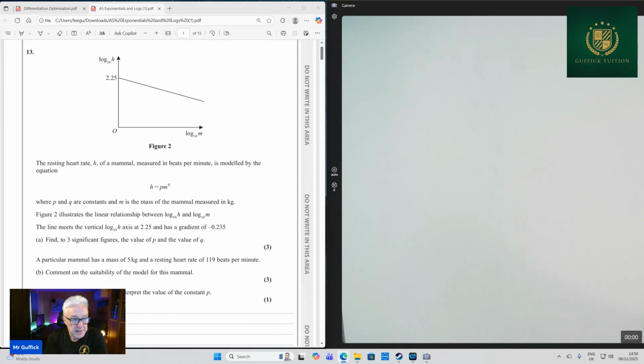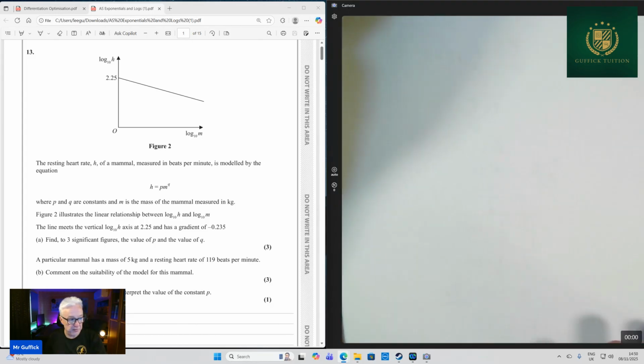It says the resting heart rate, H, of a mammal, measured in beats per minute, is modeled by the equation H is equal to PM to the power of Q, where P and Q are constants and M is the mass of the mammal measured in kilograms. Figure 2 illustrates the linear relationship between log to the base 10 of H and log to the base 10 of M. The line meets the vertical log to the base 10 of H axis at 2.25 and has a gradient of minus 0.235. Find the values of P and Q.